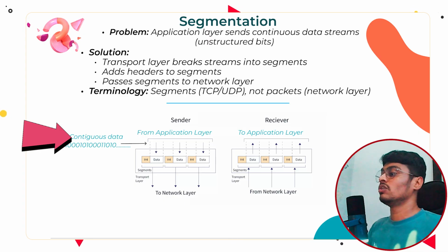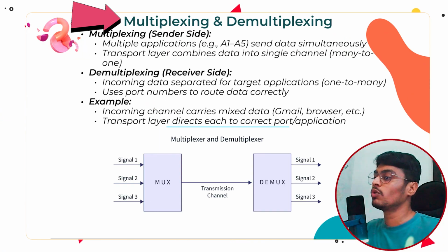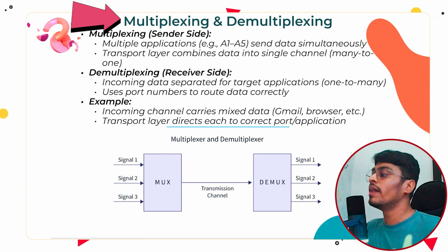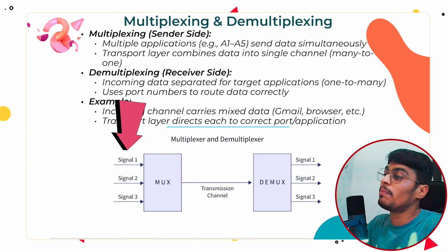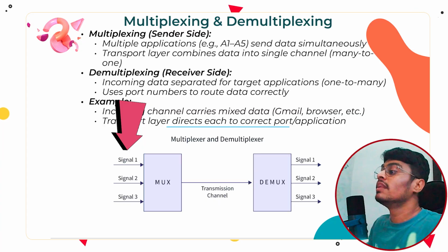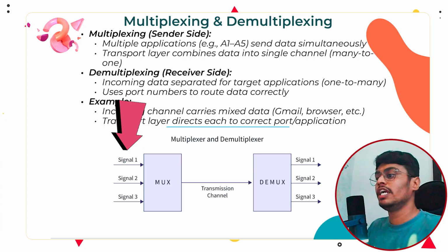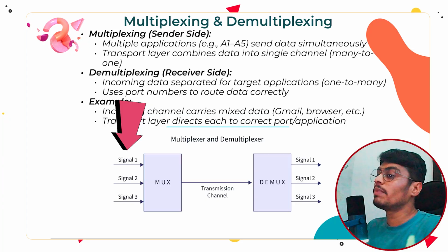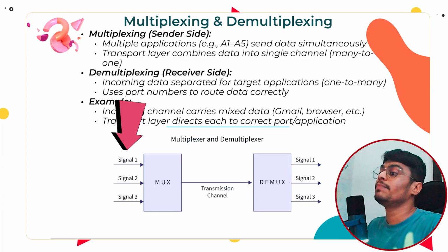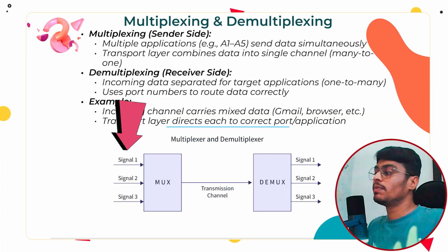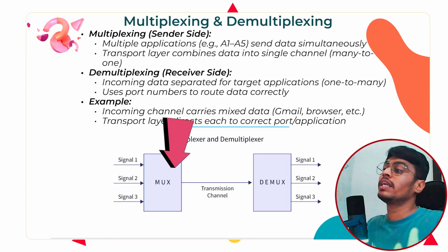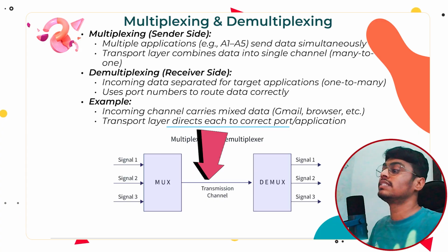That is called segmentation. Now one more responsibility of the transport layer is multiplexing and demultiplexing. Whenever data comes from the application layer, a lot of protocols and applications are running there. Multiple tabs are open on my laptop, multiple applications are running. Let's say 4-5 applications are there: A1, A2, A3, A4, A5, and all these applications are sending data. Then the transport layer doesn't make a specific connection for each. In our laptop there's only one connection, so whenever multiple applications send data, the transport layer multiplexes it, many to one, and sends it to the channel.